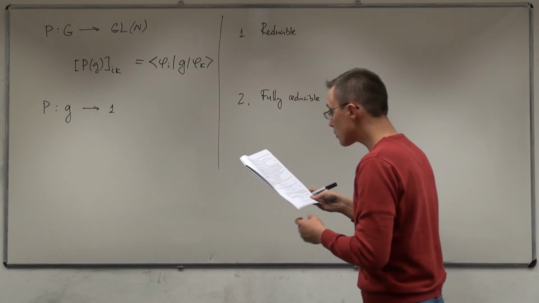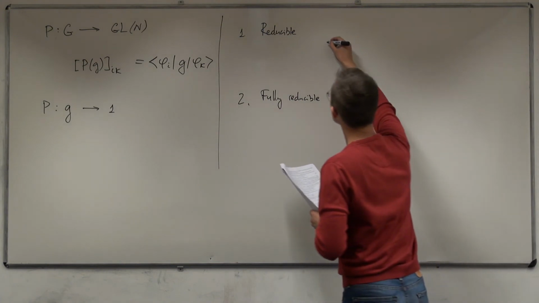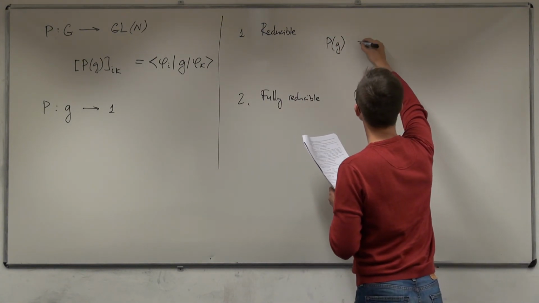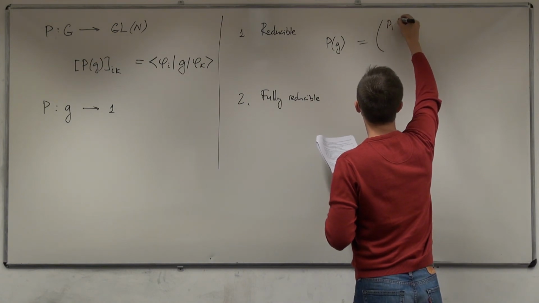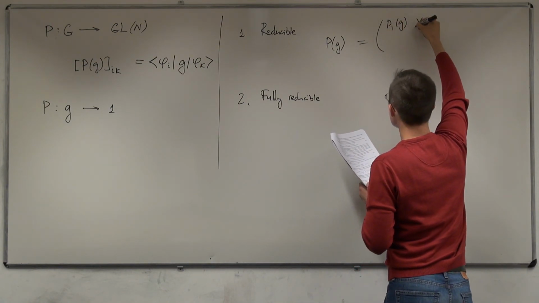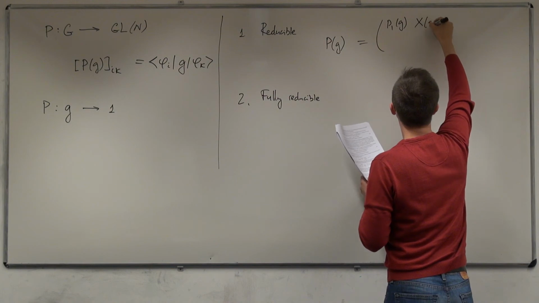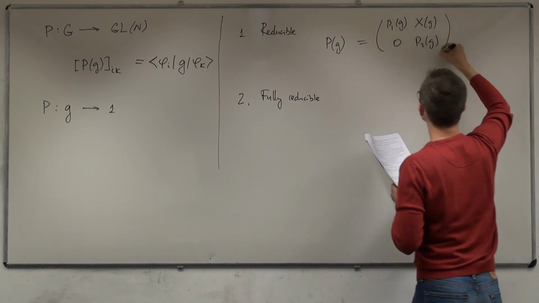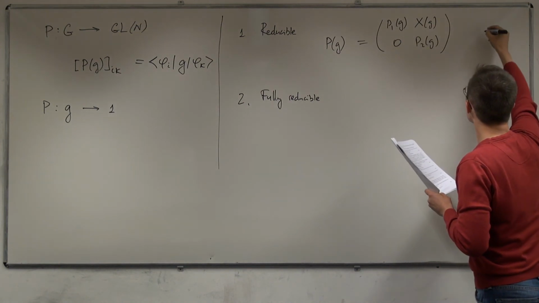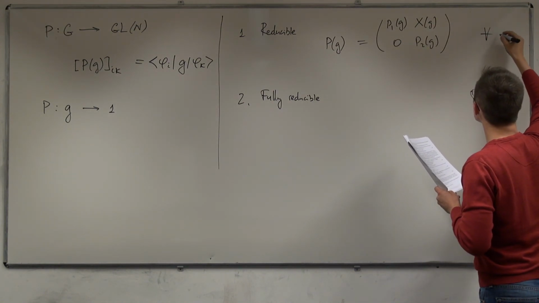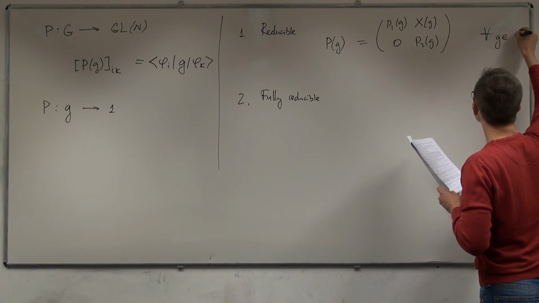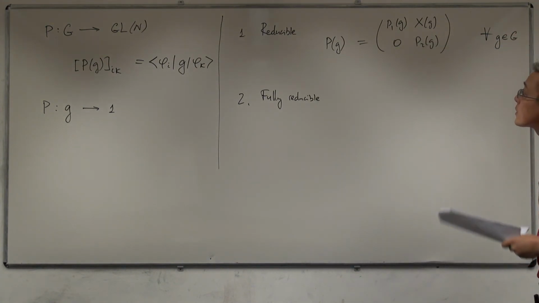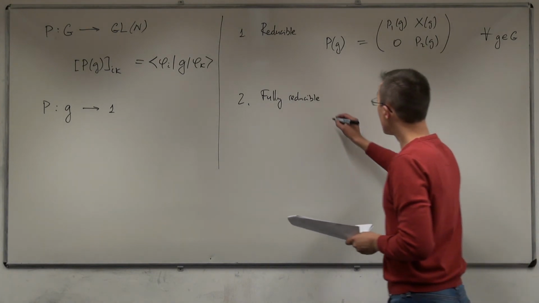Now, a reducible representation is the one that can, by some similarity transformation, be taken into the following form. P1 of G, some matrix X of G, and P2 of G, and this is 0. So these are matrix blocks, and this should be achieved simultaneously for all G in our group. If that's possible, then the representation is called reducible.